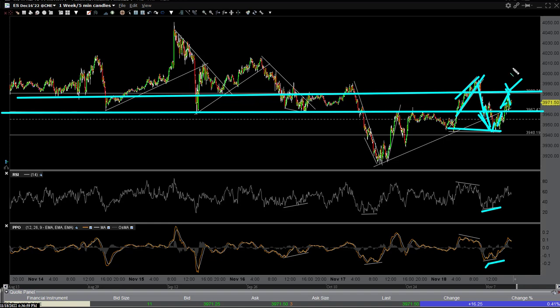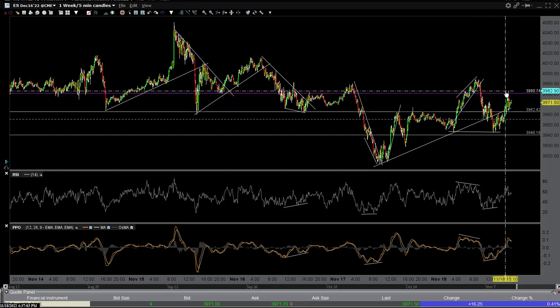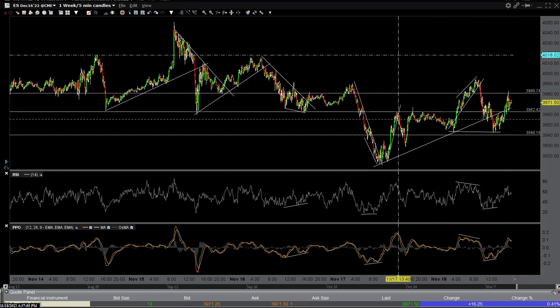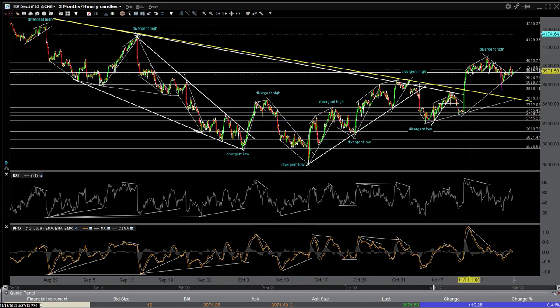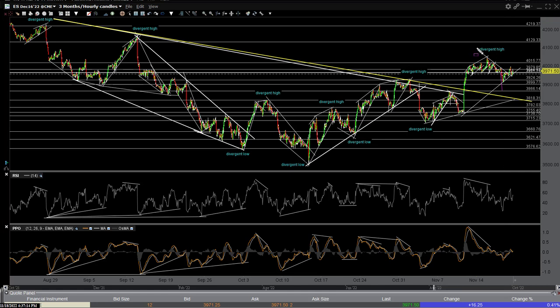I can't even remember now if I was long heading into that last pop. I had about 6 in and outs in the Qs today. But again, that's the 5-minute chart. I know that's not for everybody. Most folks are trading on the longer term time frame, the 60-minute chart. Same thing. SPY put in the divergent high.